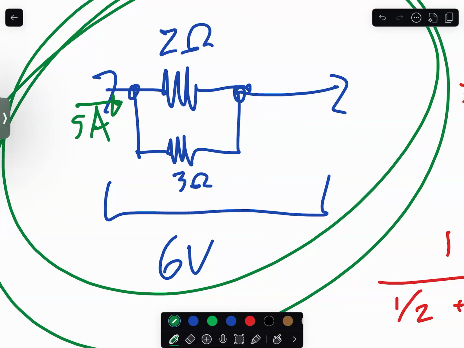One more time, your challenge at this moment, which is a test question, by the way. What fraction of the 5 flows through the 2? What percentage, what ratio of the current in the top resistor to the total current? It is not 2.5 amps. It does not split 50-50 unless the resistances are equal.